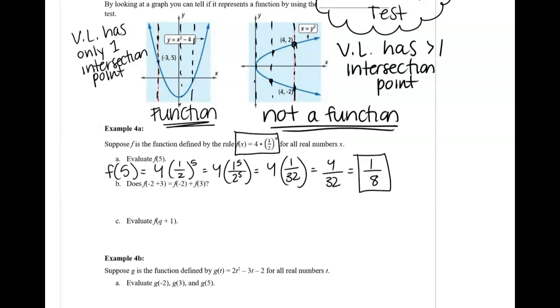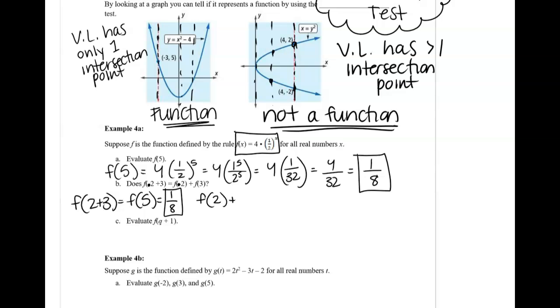Now we're looking at, does f of negative 2 plus 3 equal f of negative 2 plus f of 3? You know what? Get rid of the negatives. Let's look at if f of 2 plus 3 equals f of 2 plus f of 3. So f of 2 plus 3 is just f of 5, which we already did. It's 1/8.